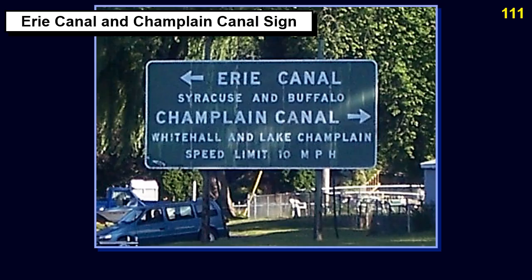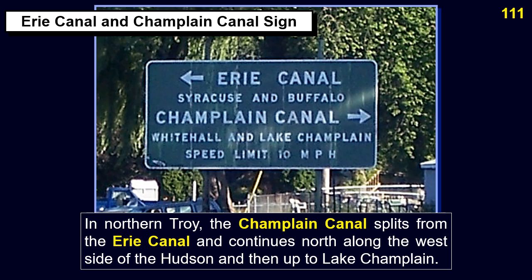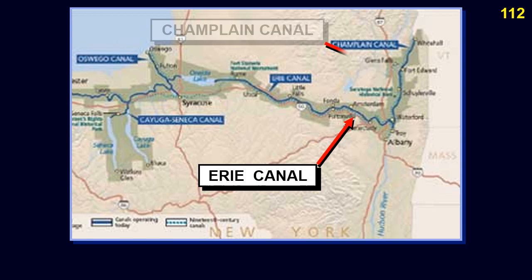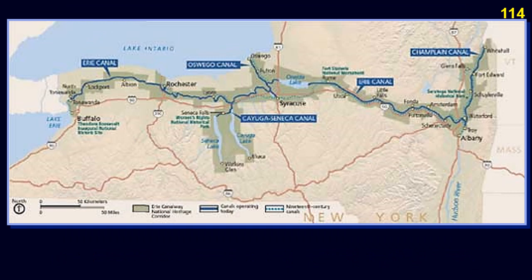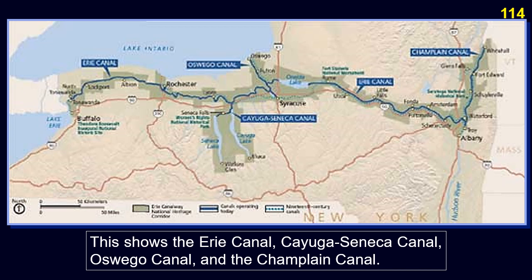In northern Troy, the Champlain Canal splits from the Erie Canal and continues north along the west side of the Hudson and then up to Lake Champlain. From Lake Champlain, boats can continue north into Canada to the St. Lawrence Seaway. The Oswego Canal connects the Erie Canal to Lake Ontario. This shows the Erie Canal, Cayuga-Seneca Canal, Oswego Canal, and the Champlain Canal.